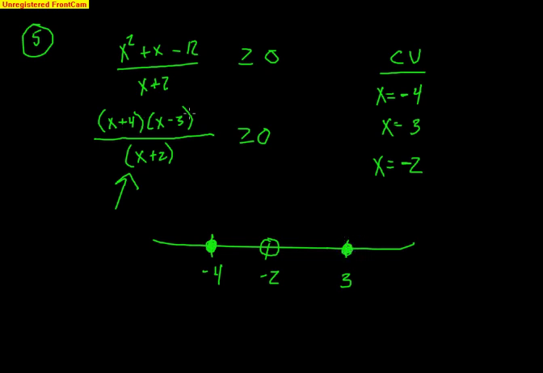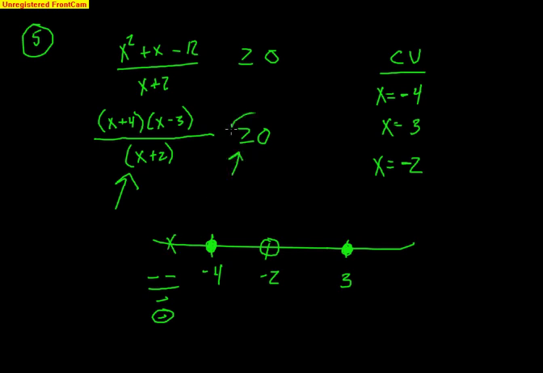Okay, so any number less than negative 4, like negative 5. Negative 5 plus 4 is negative. Negative 5 minus 3 is negative. Negative 5 plus 2 is negative. 3 negatives will make a negative when you're working with positives. So negatives here. The top two are going to make a positive. Divided by a negative is a negative. And I'm looking for numbers greater than 0.